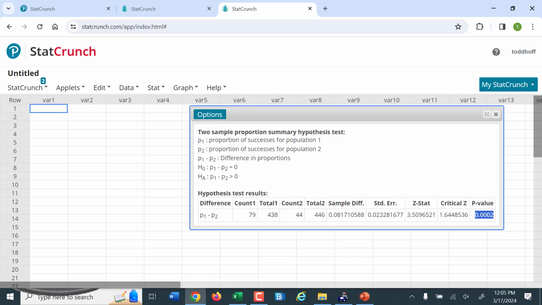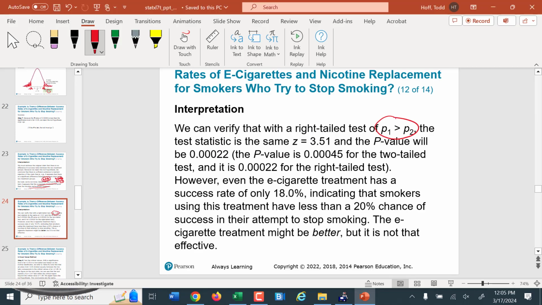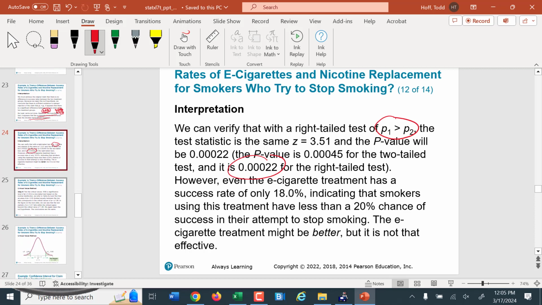So the p-value now is only 0.0002, which is what they're saying here on the slide: the p-value is going to go down once we go to a one-tailed test. So, yes, we can eventually conclude that the e-cigarette treatment is better than nicotine replacement, but we would have to go through and redo that test in order to get to that conclusion.